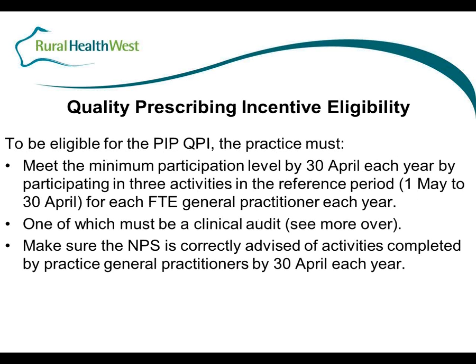To be eligible for the PIP QPI, a practice must meet the minimum participation level by the 30th of April each year by participating in 3 activities in the reference period, which is the 1st of May to the 30th of April, for each full-time general practitioner each year, one of which must be a clinical audit, and you must make sure the National Prescribing Service is correctly advised of activities completed by the general practitioners by the 30th of April each year.